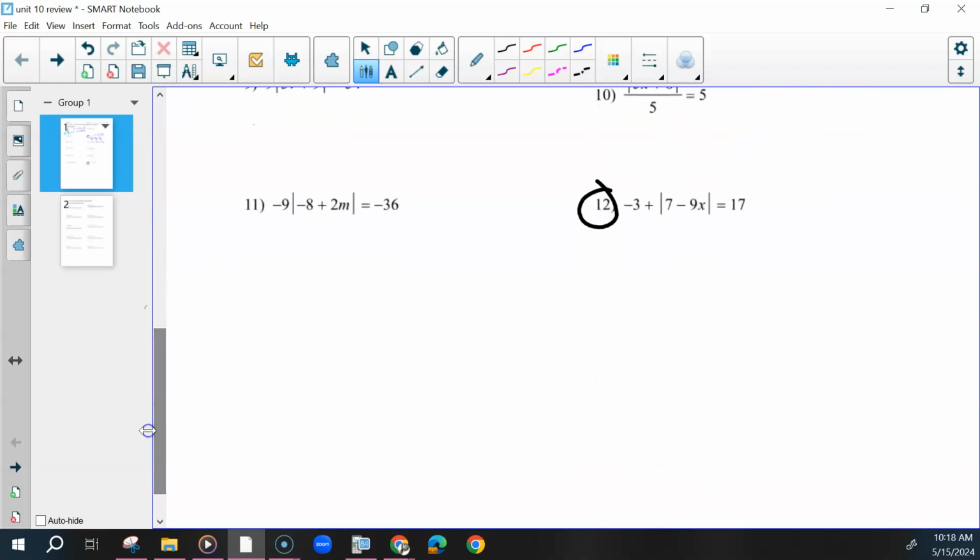Okay. Number 12. To isolate, we have to get rid of the negative 3. How would we do that? Plus 2. So keep the absolute value here. 7 minus 9x equals 20. And now that we've isolated, then you can drop it, set it equal to negative and positive.